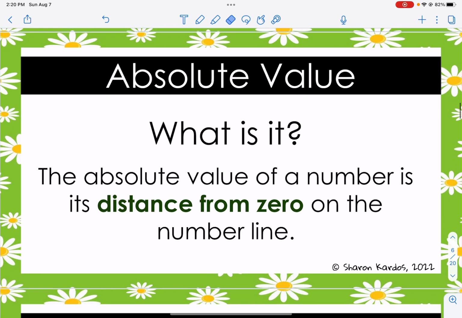So let's jump into our material for today. Absolute value, what is it? Well, the absolute value of a number is its distance from 0 on the number line. Now, there are other instances once you get higher up in math where we won't be talking about 0, but for our purposes, we're just going to be talking about the distance from 0 on the number line.